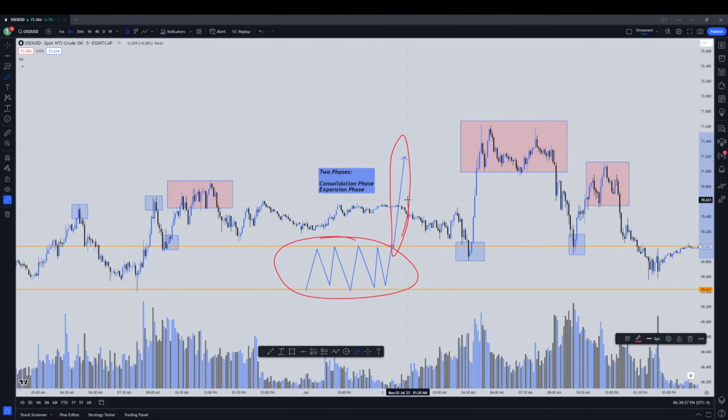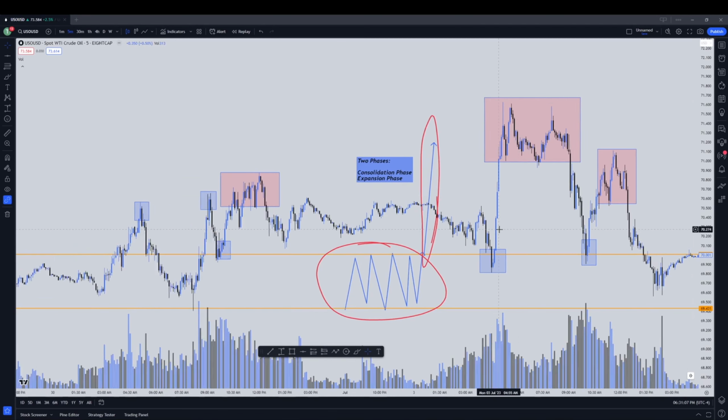When we break out of consolidation, that is what we call expansion, or when we have these big rejections where we switch trends immediately, that is also considered expansion. So that is essentially how the market moves.